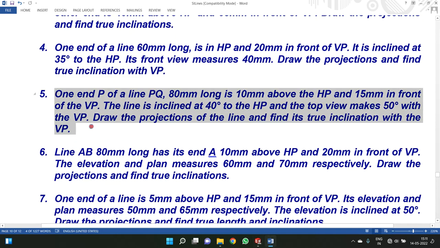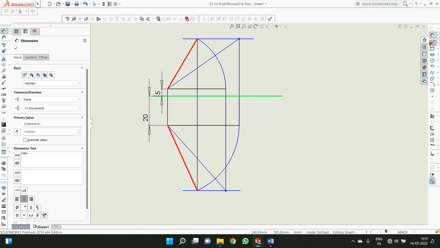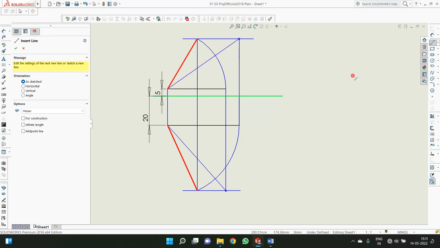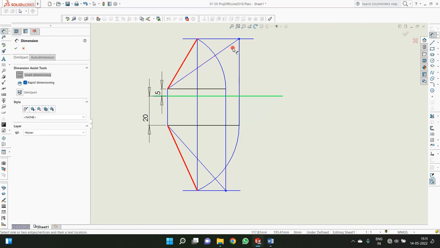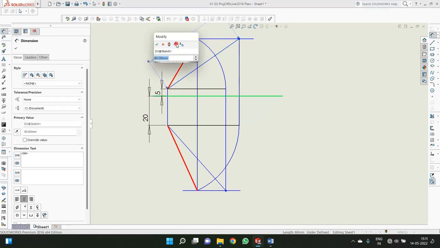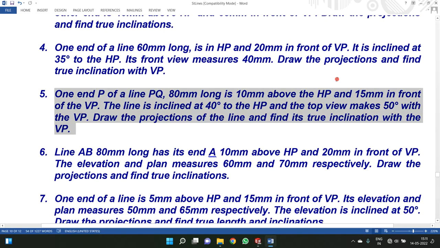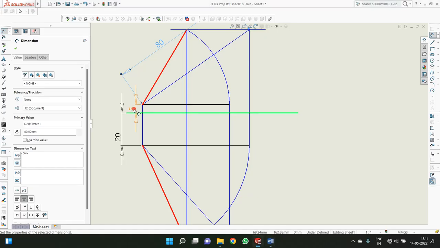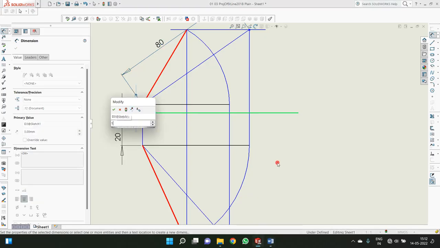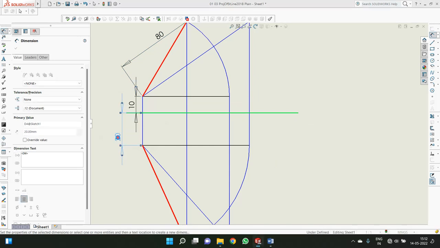The fifth problem is: one end of a line PQ, 80 mm long. So the length of the line is 80 mm. 10 above, 15 in front.